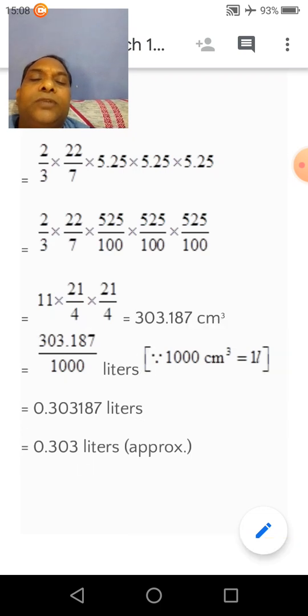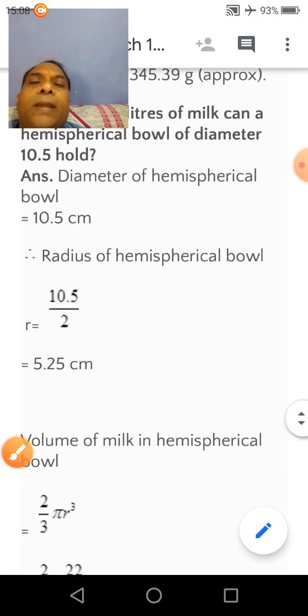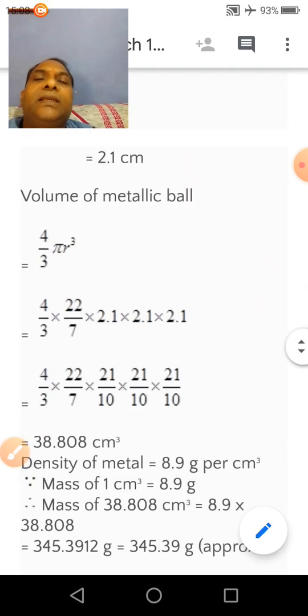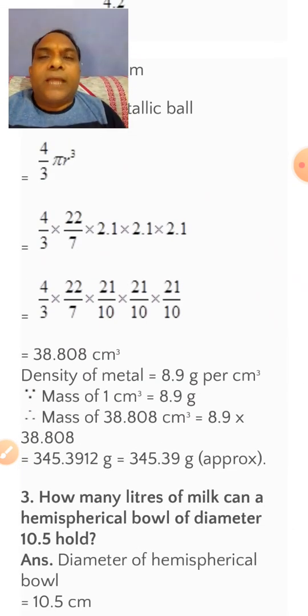Clear, students? Now you have to solve exercise 13.8 with example. Okay, students? Thank you.